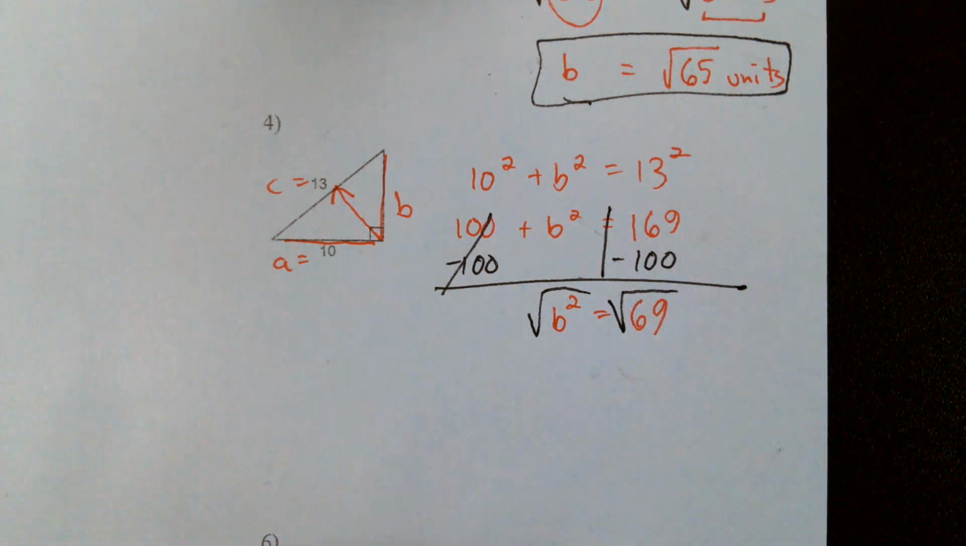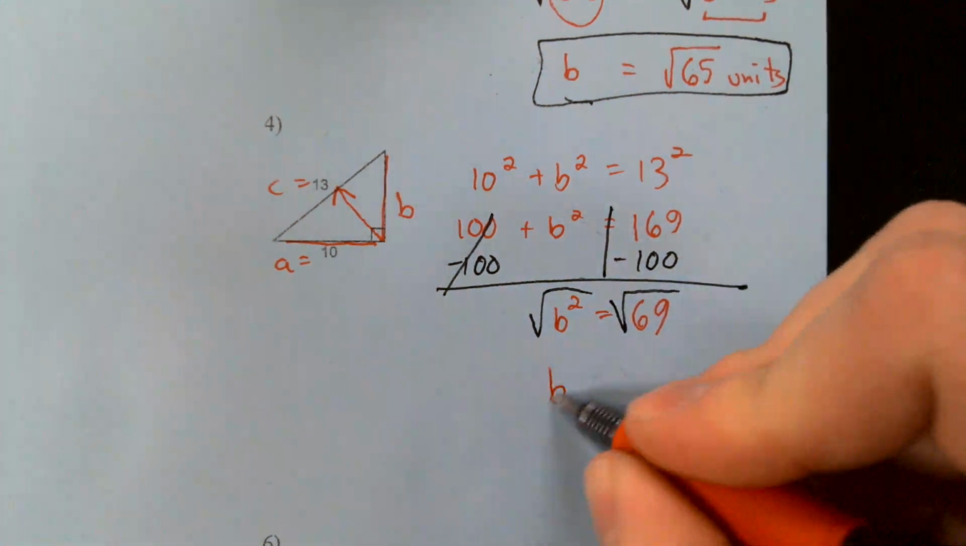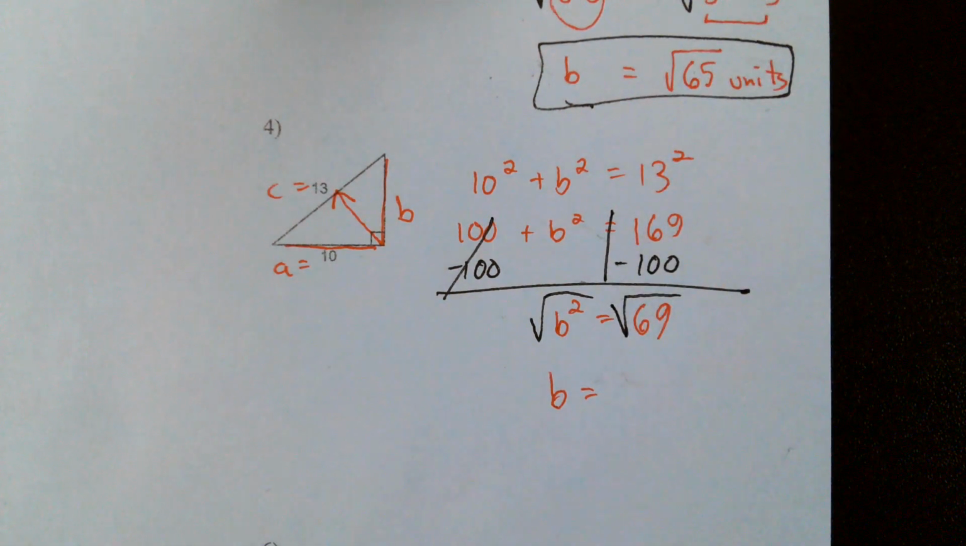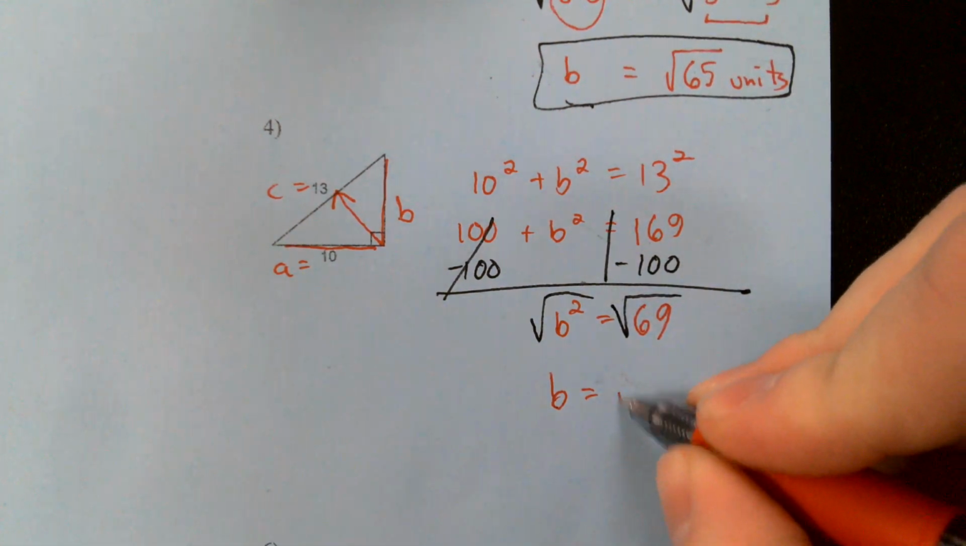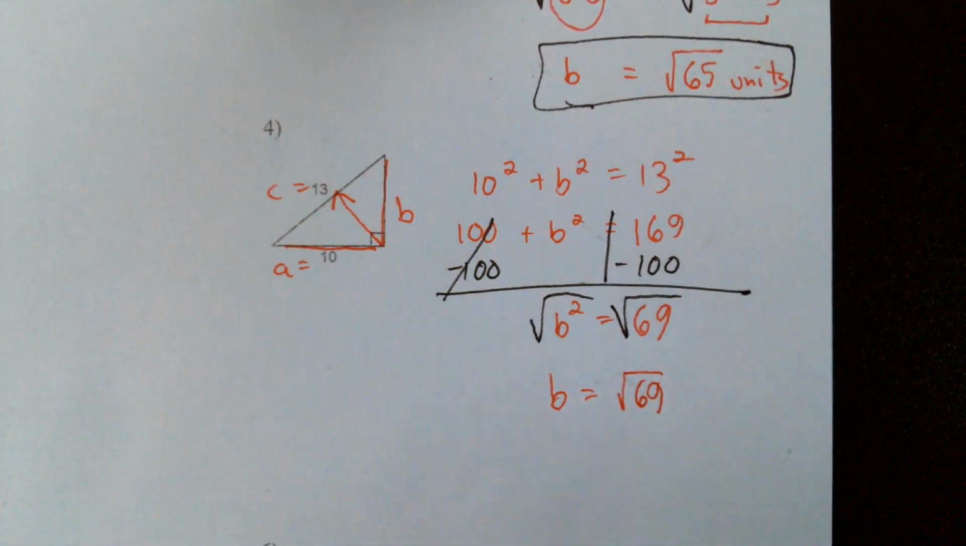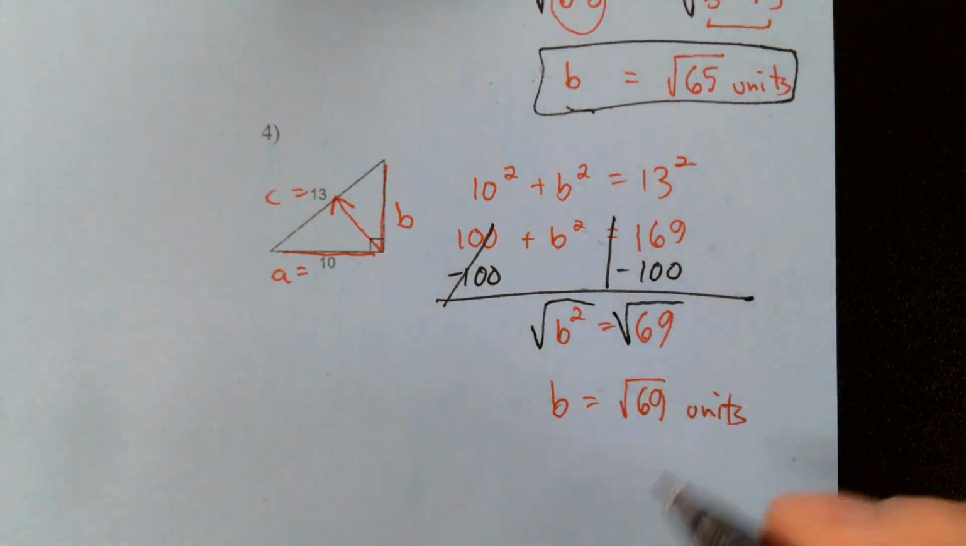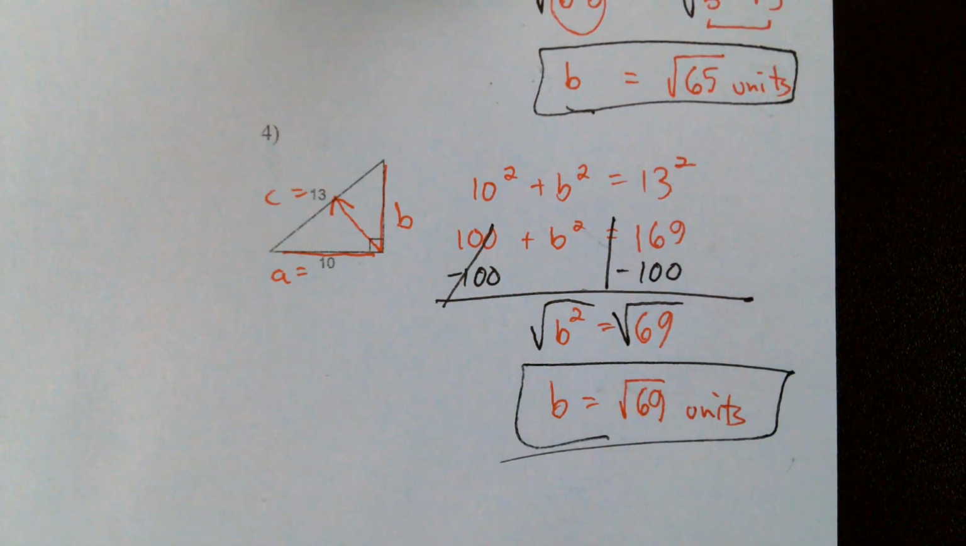Now for this one, again, the B's come out on the left, giving us just B. But 69, we can't really split that up anymore. If we divide it by 3, then we get 23, and we can't split 23 up anymore. So it's kind of like number 2. We're just going to leave it as the square root of 69. We have to remember to write units. Even I almost forgot there. Square root of 69 units.